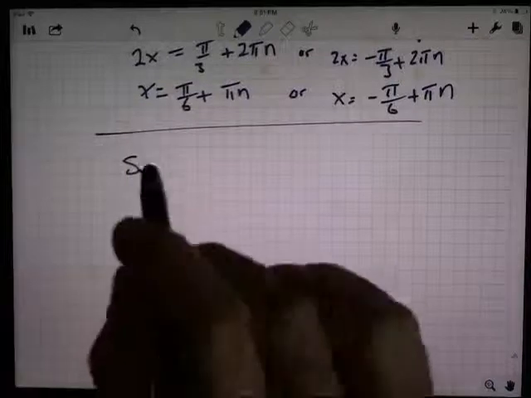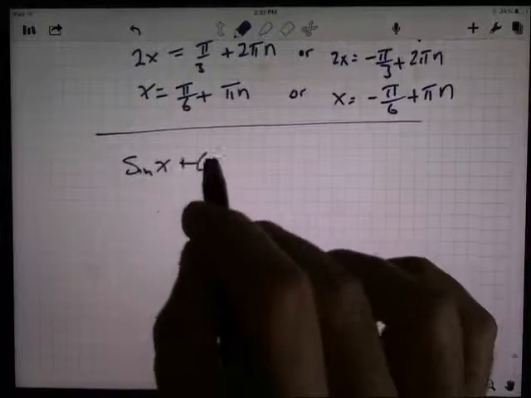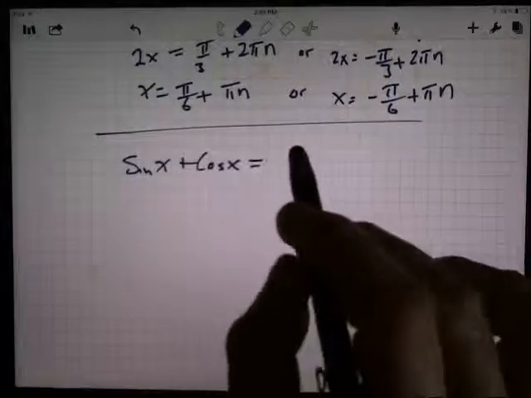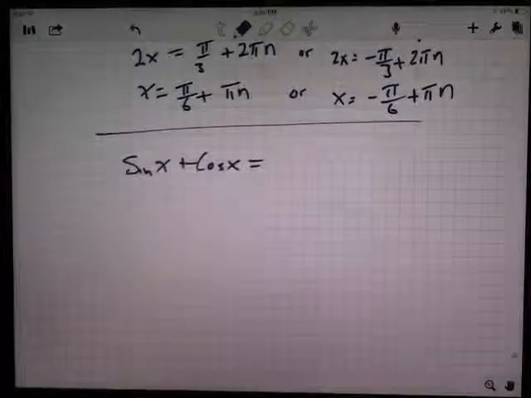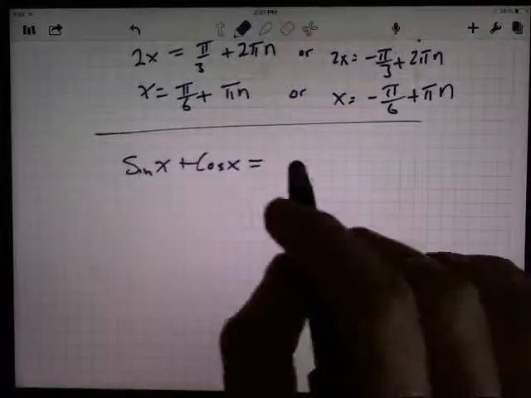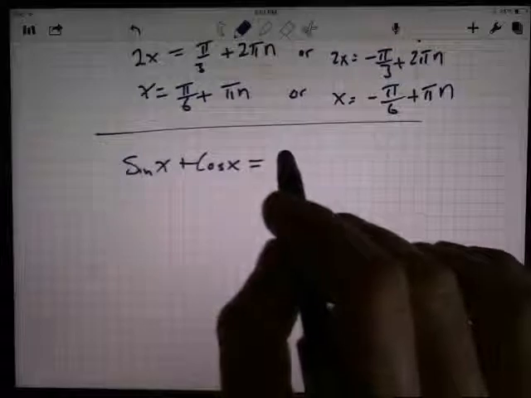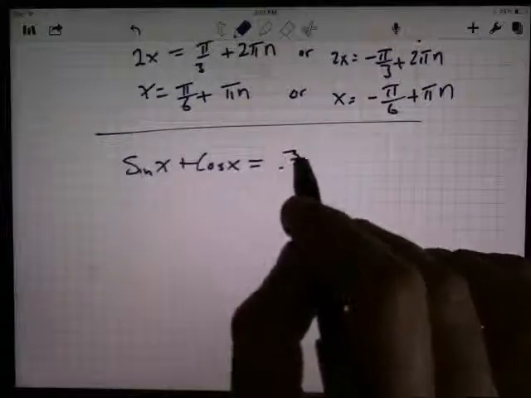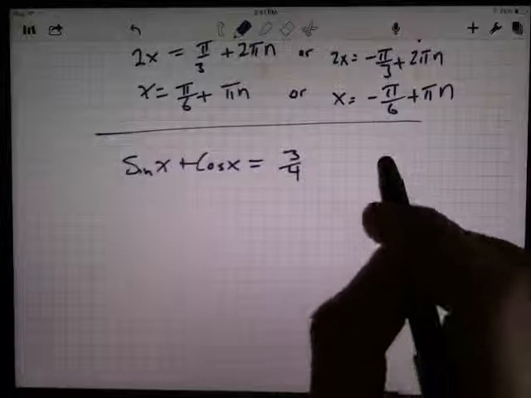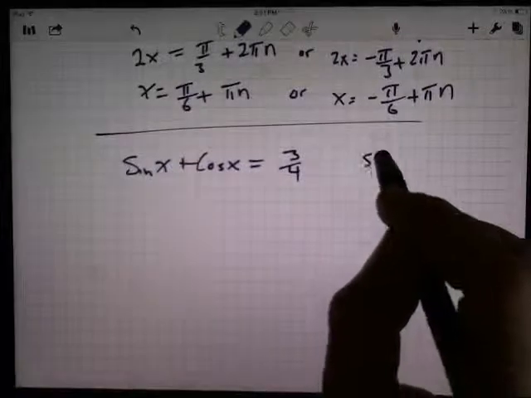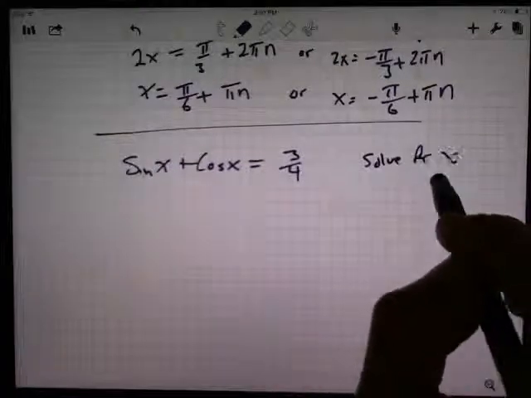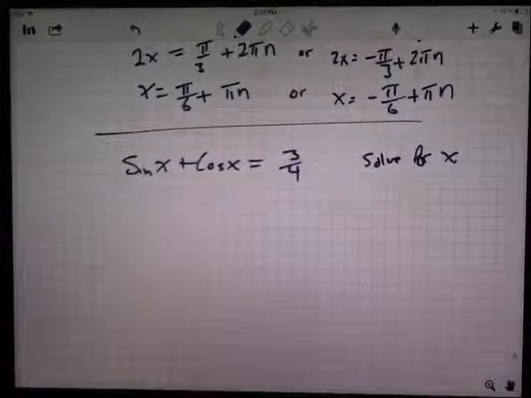the sine of x plus the cosine of x equals, let's just say, 3/4. Solve for x.